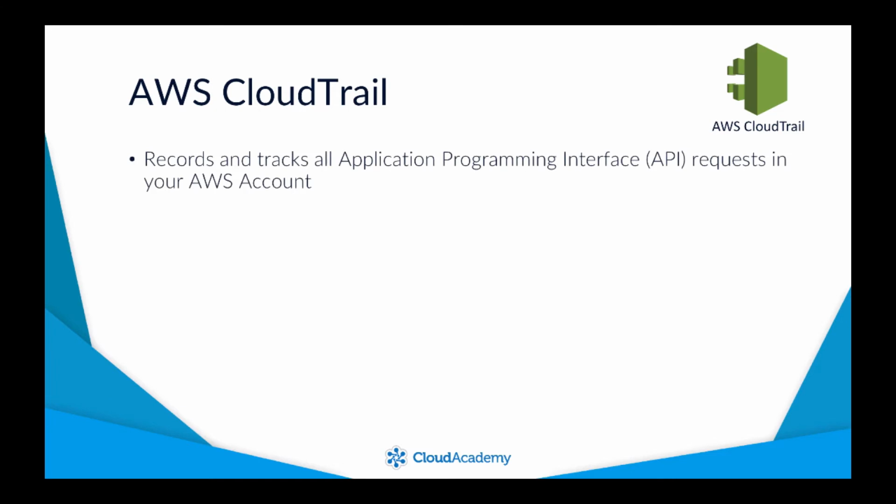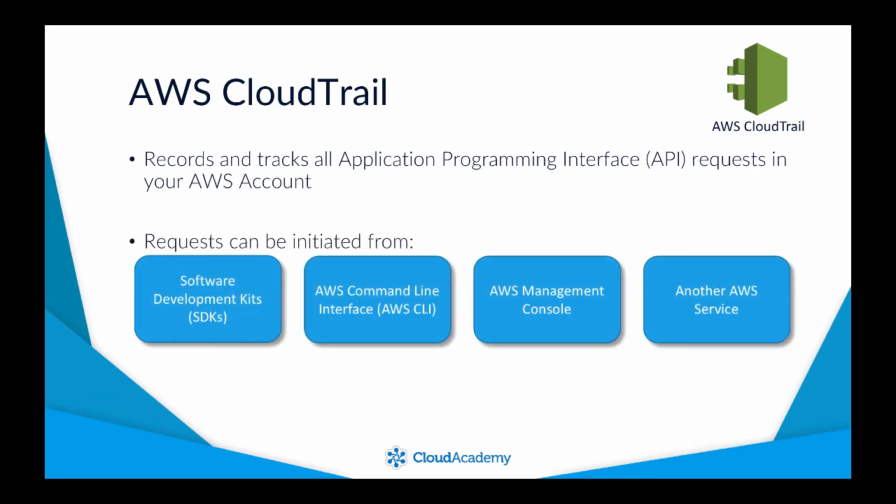CloudTrail is a service that has a primary function to record and track all AWS API requests made. These API calls can be programmatic requests initiated from a user using an SDK, the AWS command line interface, from within the AWS management console, or even from a request made by another AWS service.